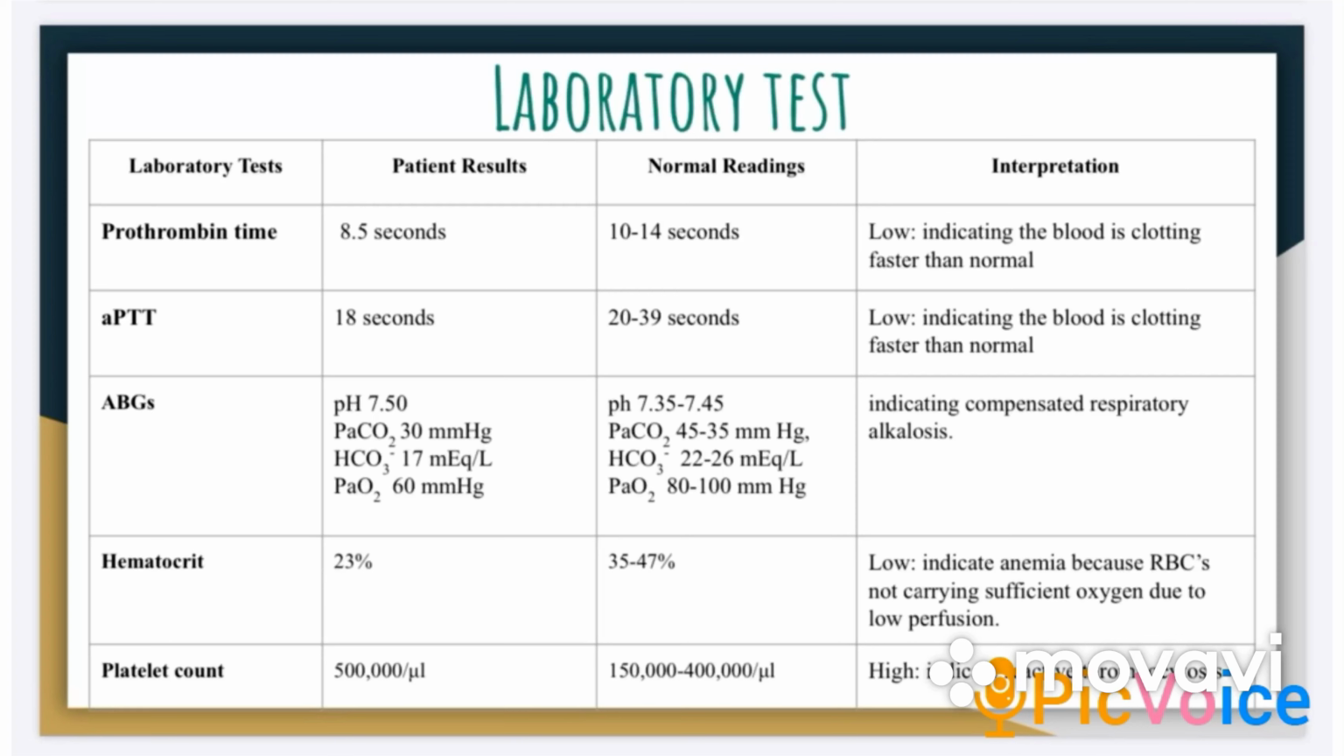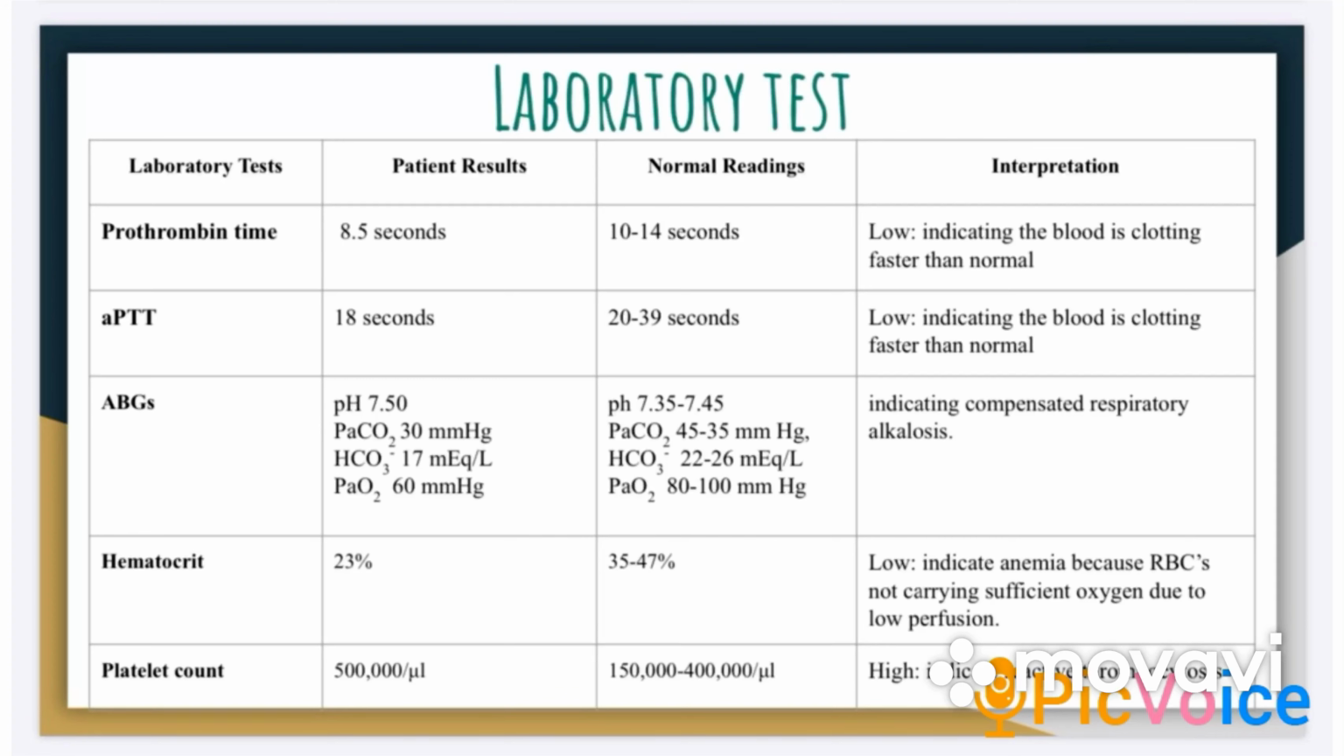Normal prothrombin time is 10 to 14 seconds, and the normal activated partial thromboplastin time is 20 to 39 seconds. Miss Jean's prothrombin time was 8.5 seconds, and the activated partial thromboplastin time was 18 seconds, which were very low, indicating that her blood is clotting faster than normal.